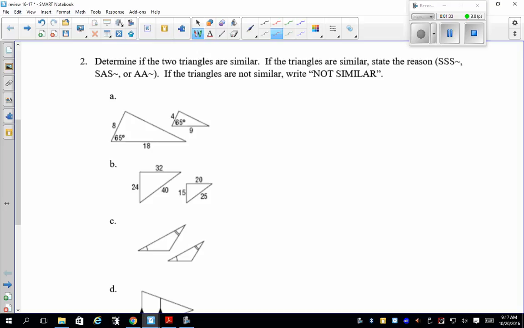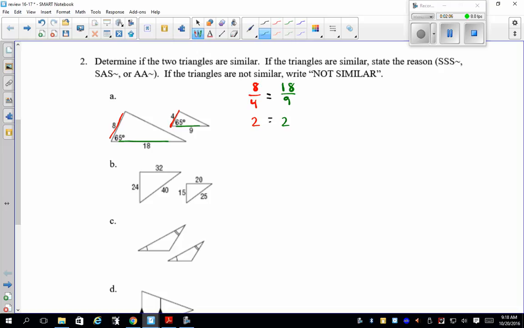So I'm going to take the 8 and the 4. I know I have to match up the 8 and 4. They're both the smaller numbers out of the two sides. So 8 over 4 must be equal to the other two sides, 18 over 9. And when I simplify these, I get 8 over 4 is 2, and 18 over 9 is 2, and I know that these are equal.